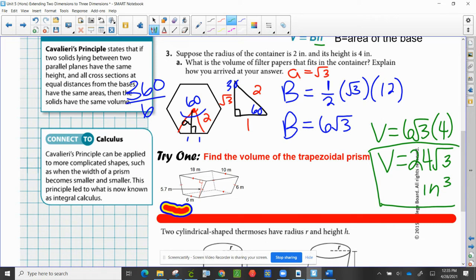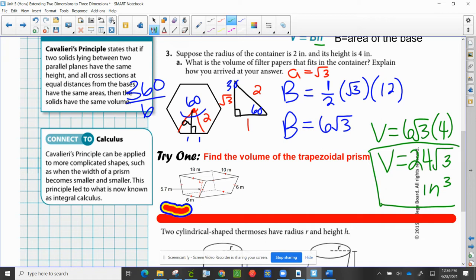Okay, so again, it's important to remember how to find the area of the base. You're going to have all different types of figures here. You could have triangles, rectangles, or any of those regular polygons. Make sure you remember how to find the area of the base, and then we multiply it by the height. That gives us our volume.